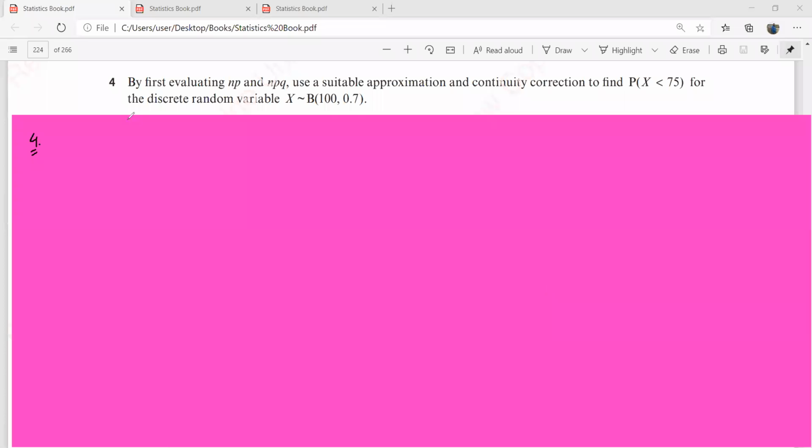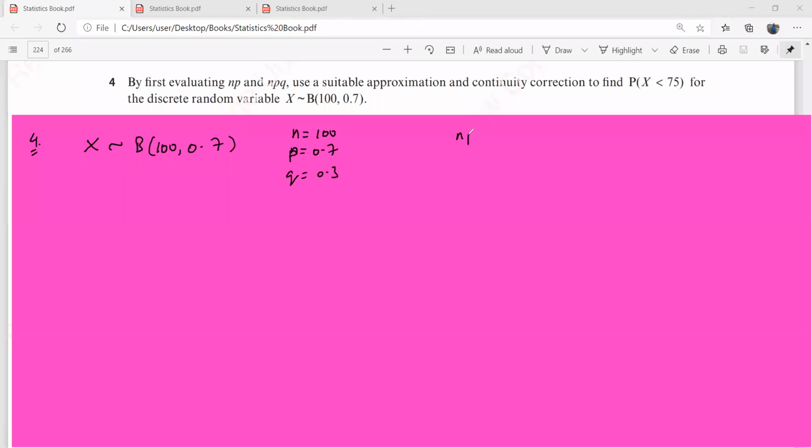Okay, so a full-fledged question where we'll be approximating a binomial distribution into a normal distribution. Look at the steps carefully, note them down, okay? Now, we're given that X is binomially distributed with n as 100 and p as 0.7. So I'll write here that my n is 100, my p is 0.7, and my q is 0.3.